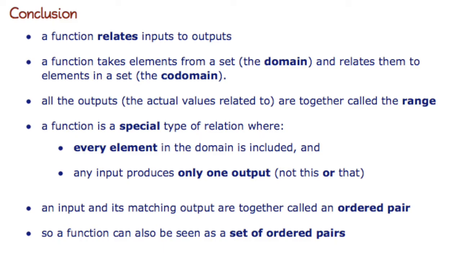To summarize everything about functions, we therefore conclude that a function relates inputs to outputs. A function takes elements from a set, which is the domain, and relates them to elements in a set, which is the codomain. All the outputs, which are the actual values related to, are together called the range. A function is a special type of relation where every element in the domain is included and any input produces only one output. An input and its matching output are together called an ordered pair. So a function can also be seen as a set of ordered pairs.